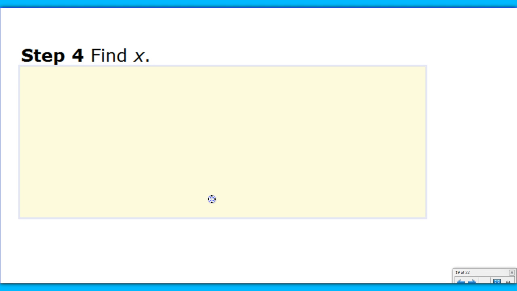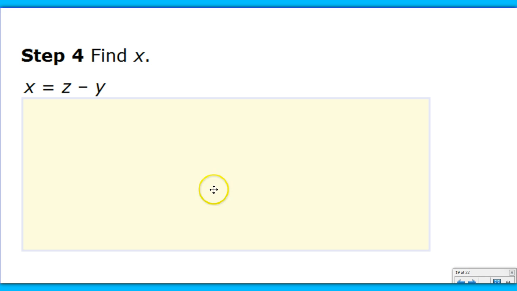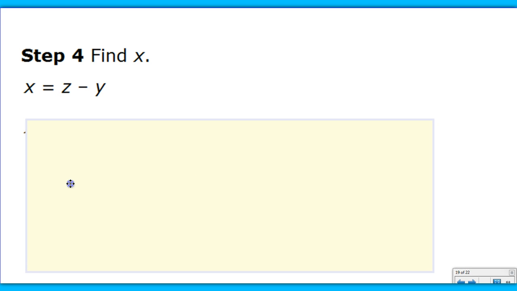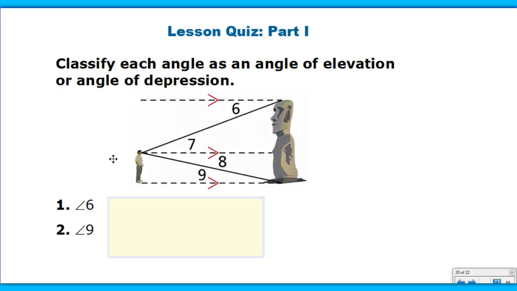So the distance between the two boats will be the difference between their horizontal distances from this lighthouse observer, right? And you should have found 109 feet apart. Very cool application of this method, right? Go ahead and pause. Check your answers when you are ready.